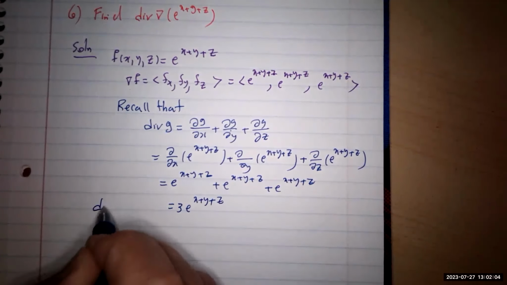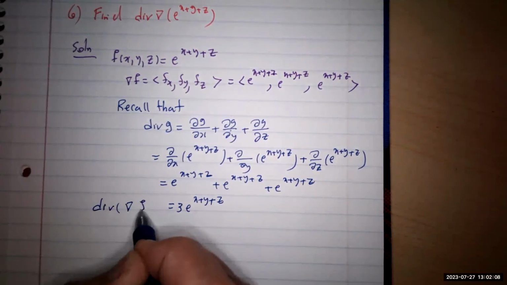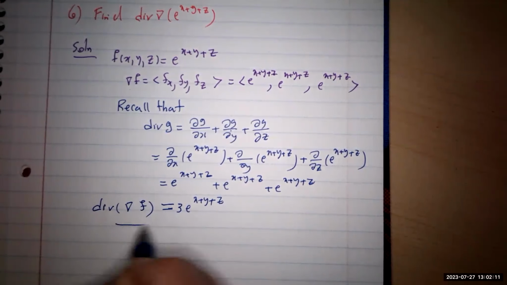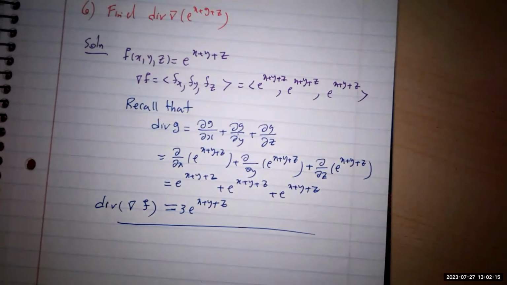So this is the divergence of the gradient of that function that you were interested in. That was the section that we did, and we want to confirm it. That's number 6. Number 7 is something that we proved as a theorem, but they ask you to confirm it.